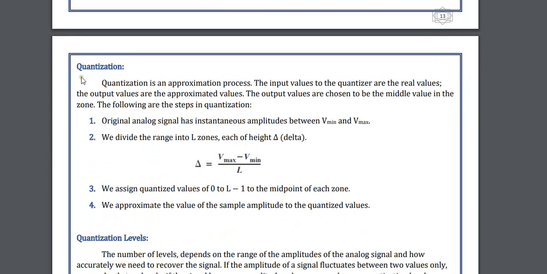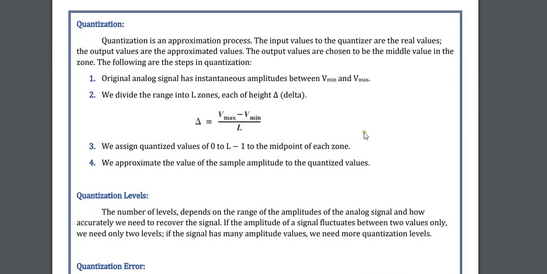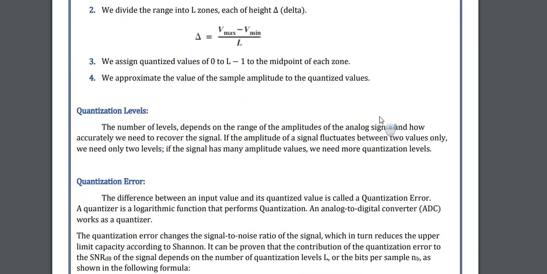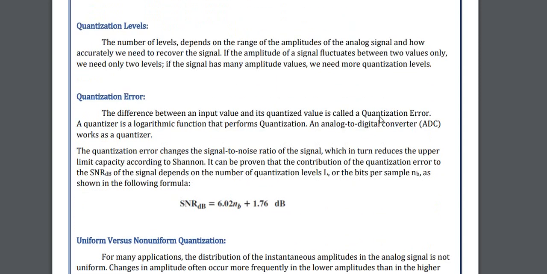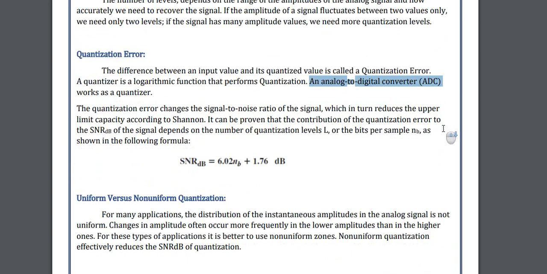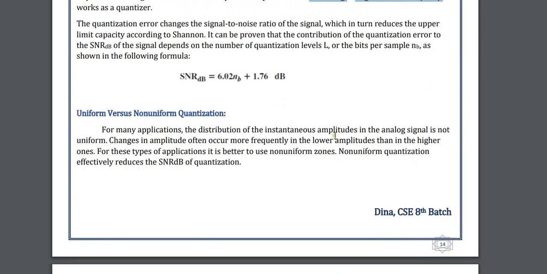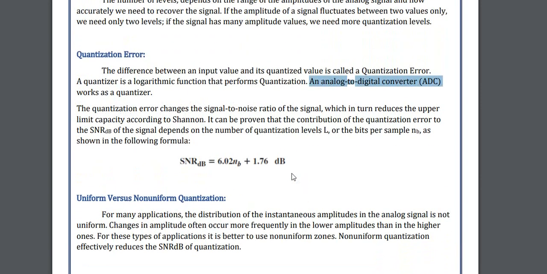Here are some points about quantization. Here are some descriptions about quantization levels and quantization errors. You can go through them. Those are used in analog to digital conversion, which is known as ADC. Now uniform versus non-uniform quantization. You can easily go through them. Those topics are not very important from your exam point of view, so we are not discussing this one.